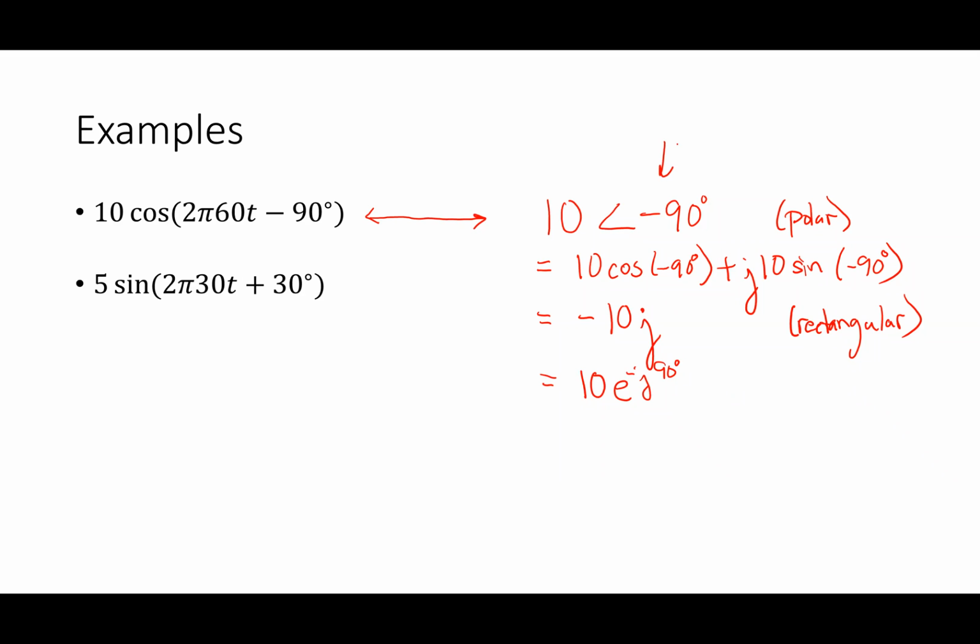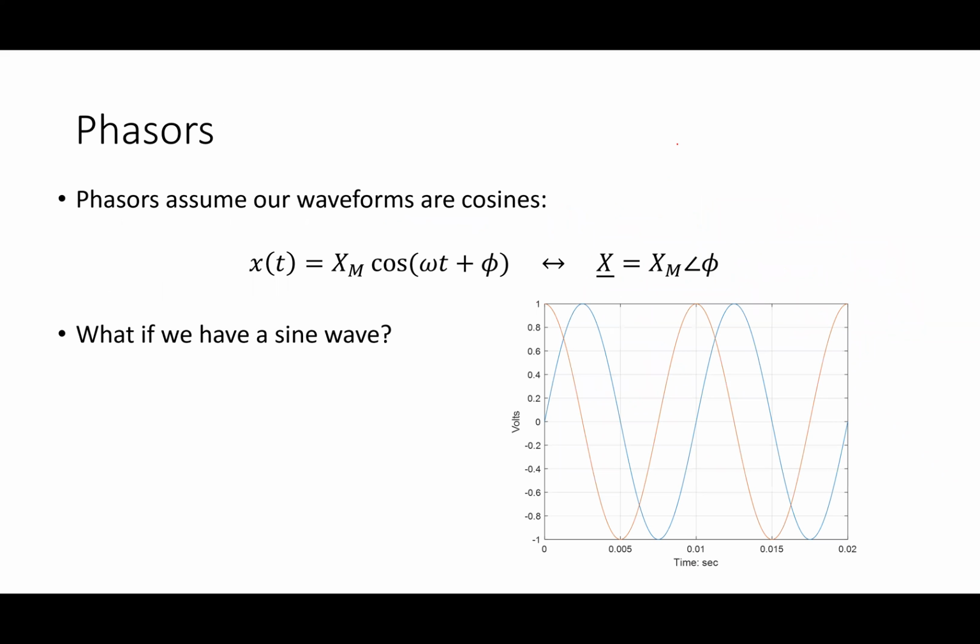All right, because it captures everything that we need to understand here. I don't want to make the math needlessly hard. Not to say that it's hard, but you get lost in math easily, and I want to make sure that we keep the focus on the things we really need to focus on. Now, if I have 5 sine 2 pi 30t plus 30 degrees, that one's trickier, right?